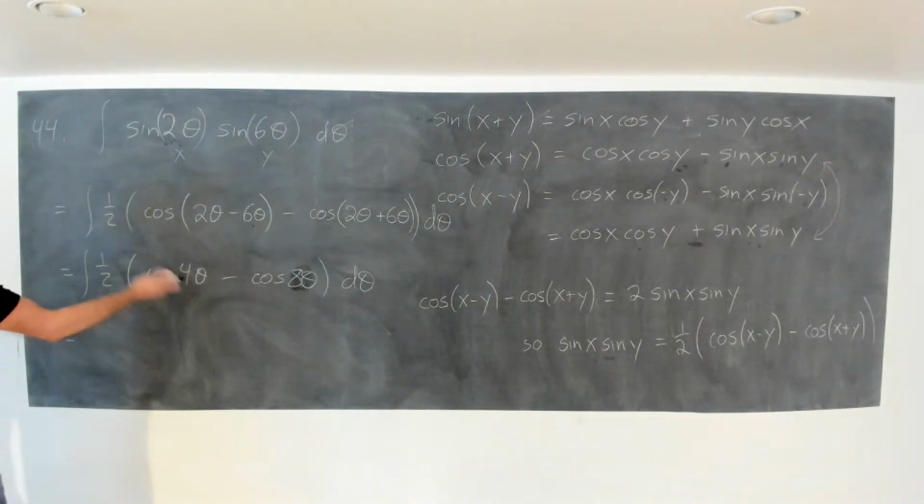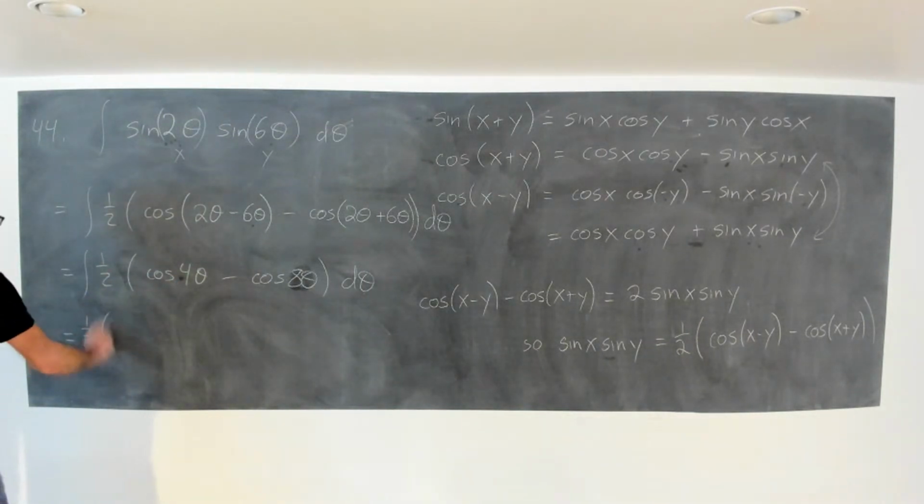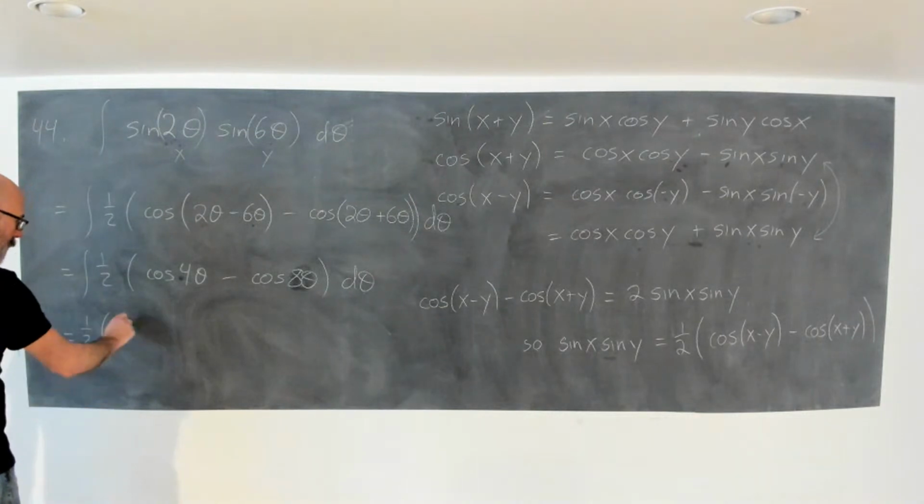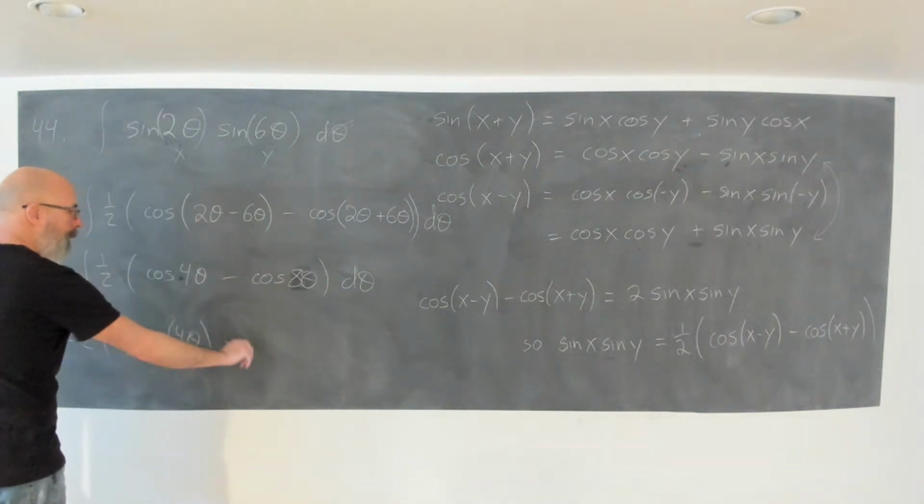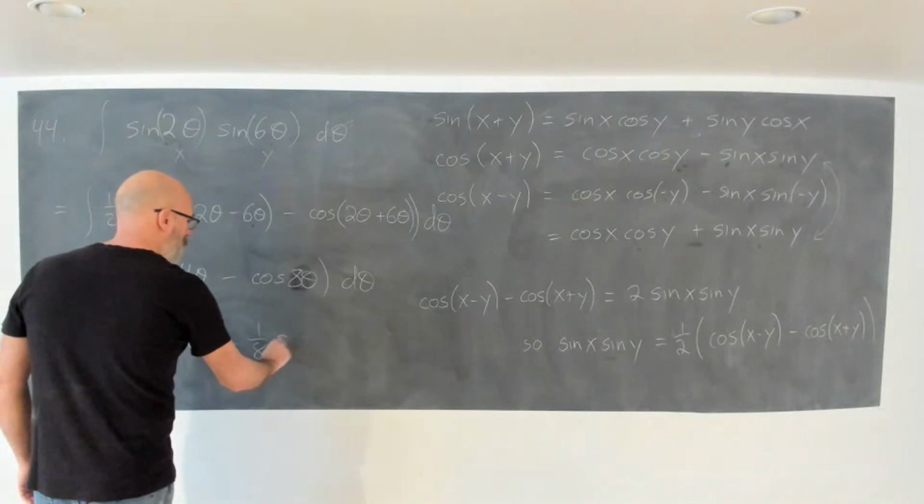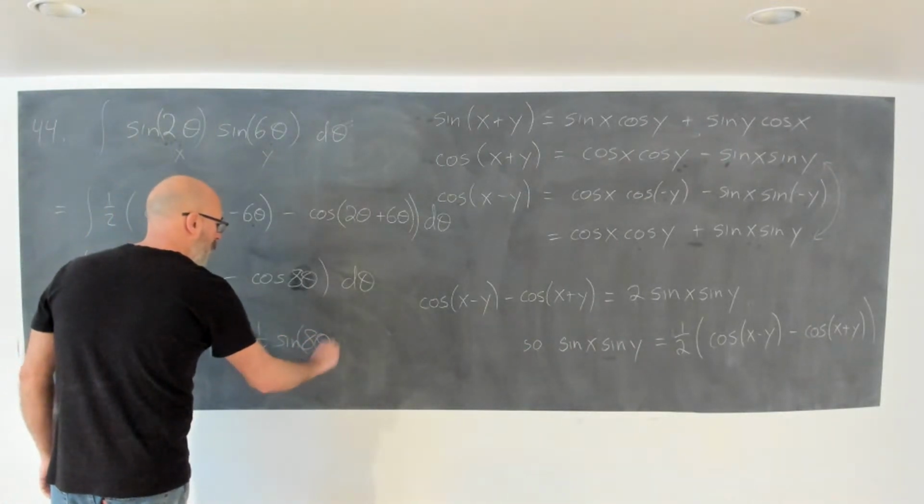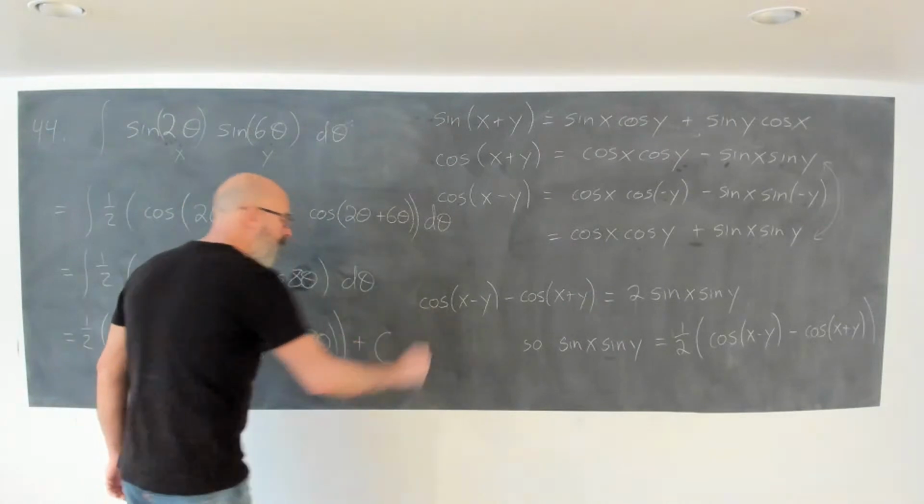Let's finish that up trivially. Antiderivative of cosine 4 theta, 1/4 sine 4 theta, minus 1/8 sine 8 theta. Throw in your arbitrary constant, and there you go.